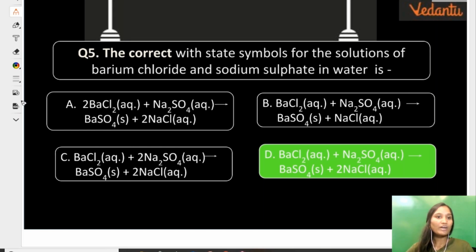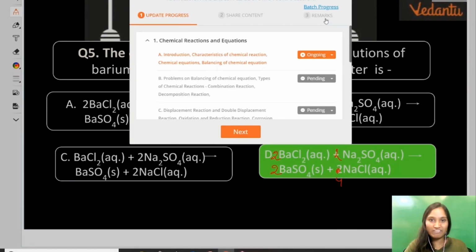Why can we not write it as 2BaCl2 plus 2Na2SO4 giving 2BaSO4 and 4 NaCl? Why can we actually not double the balanced equation and write it? What happens if we double? There is one other rule in balancing that you have to change the coefficients or use the multiplications at the most minimal level.